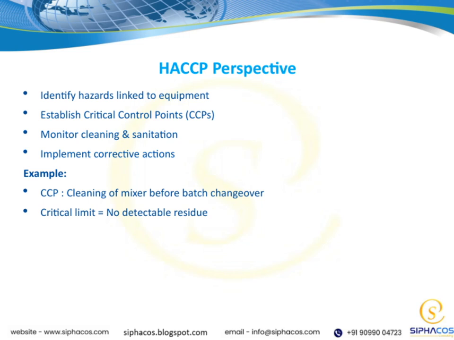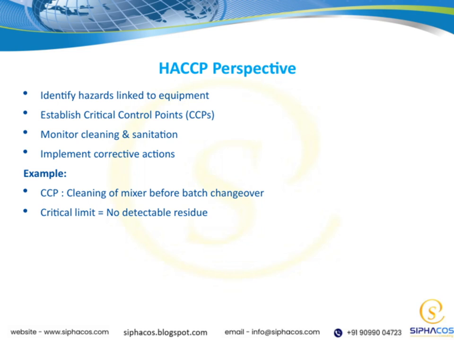Once we've pinpointed these hazards, the next step is to establish critical control points, or CCPs, specifically focused on equipment. For example, a CCP could be the cleaning of a mixer before changing over to a new batch. At this point, defining the critical limit is essential. In this case, the critical limit might be that there should be no detectable residue left after cleaning.